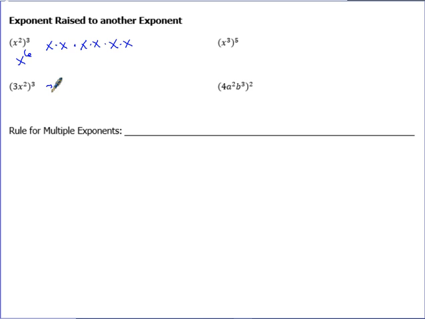Okay, same thing here. 3x squared is 3 times x, and I want that 3 times. So there's 2 times, there's 3 times. So I need to multiply 3 times 3, which is 9, times 3, which is 27, and then I have 1, 2, 3, 4, 5, 6 x's.